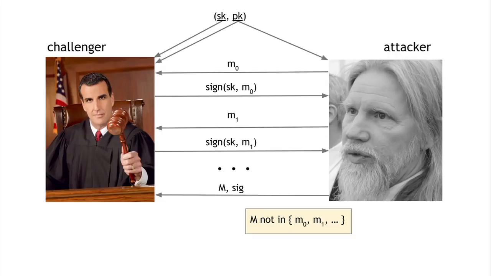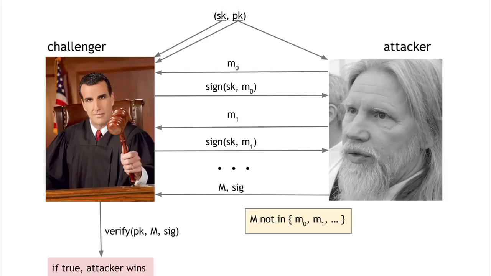So he's going to pick some other message that he hasn't seen a signature for already, and he's going to send over what he claims is a signature on that message. And then the question is, can he succeed? So the challenger is going to run the verify algorithm, use the public verification key, on that message and the signature that the attacker provided, and is going to check whether it verifies. And if it does verify, if this returns true, then the attacker wins. The attacker has forged a message.